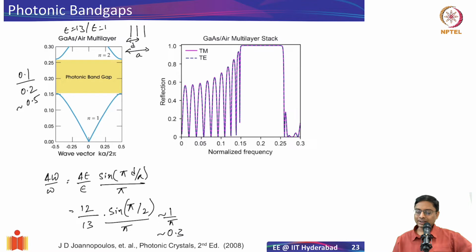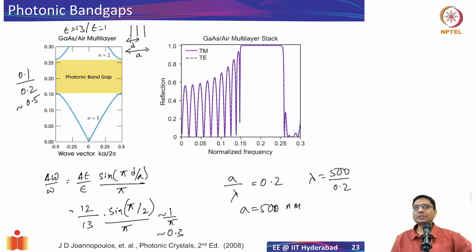In the y-axis, we said it is normalized frequency, a by lambda. Let's now take the mid gap, that is 0.2. Let's say I'm taking a lattice constant of a equal to 500 nanometers, just for example. Where does my band gap occur? At lambda equal to 500 nanometers divided by 0.2, which roughly translates to 2.5 microns. If I want the band gap to occur at 500 nanometers, I have to choose the lattice constant to be 100 nanometers, and so on.